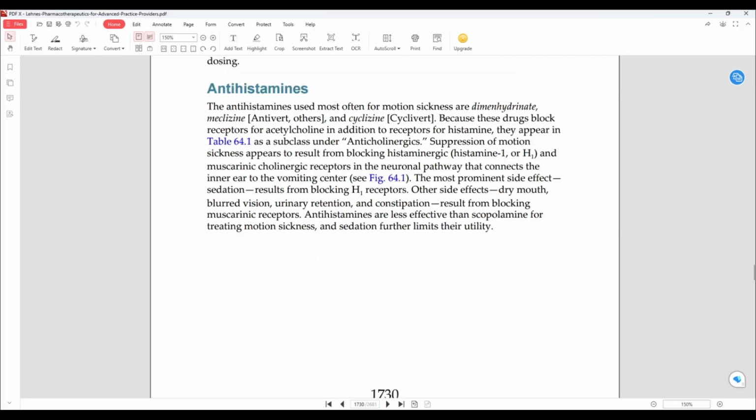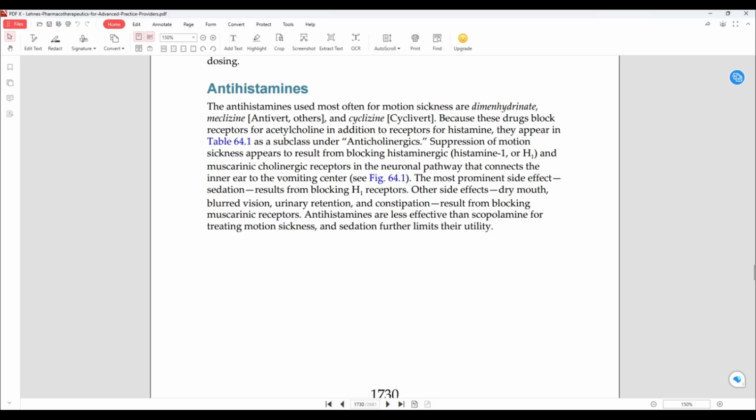Antihistamines. The antihistamines used most often for motion sickness are dimenhydrinate, meclizine or Antivert, and cyclizine. Because these drugs block receptors for acetylcholine in addition to the receptor for histamine, they appear in Table 64.1 as a subclass under anticholinergics. Suppression of motion sickness appears to result from blocking histaminergic, the histamine 1 or H1, and muscarinic cholinergic receptors in the neuronal pathway that connects the inner ear to the vomiting center.